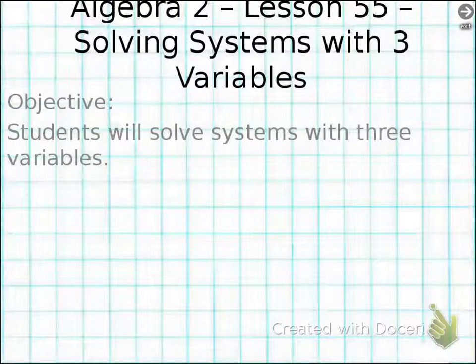Okay, this is lesson 55, solving systems with 3 variables. Okay, so up until now, your teachers have taught you 2-dimensional linear graphs and the linear coordinate plane. So watch up on the board, please, because I don't think it's going to work on your iPads.